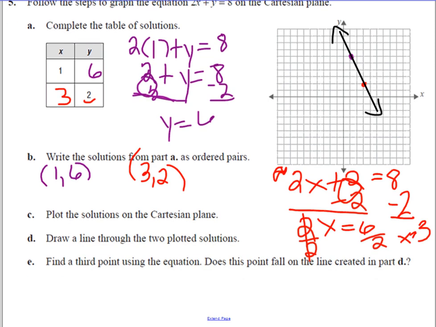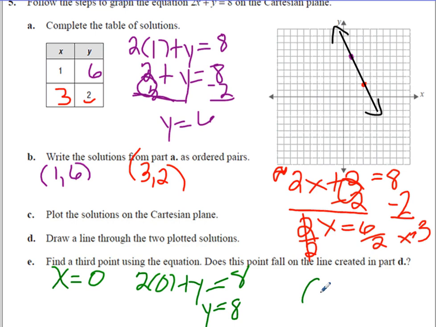They want us to verify our line by finding a third point and checking to make sure it goes on our line. As I mentioned before, I like to plug in 0 when I can. So we have 2 times 0 plus y equals 8. That gives us y equals 8. So that ordered pair would be 0 for x, 8 for y. And if we count up 8 boxes, we are right where we're supposed to be. So it confirms for us that we did everything correctly.